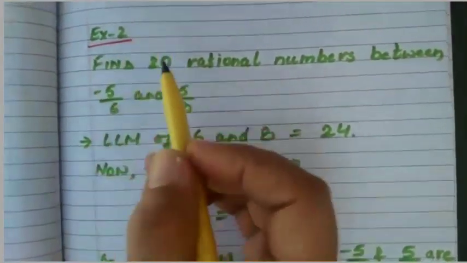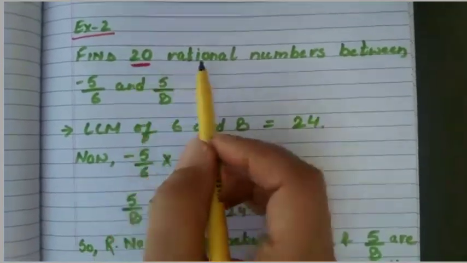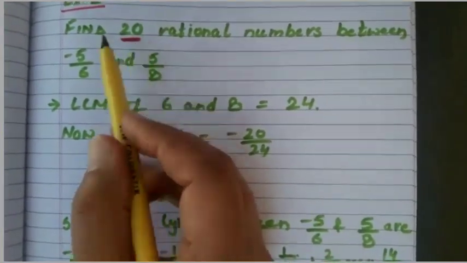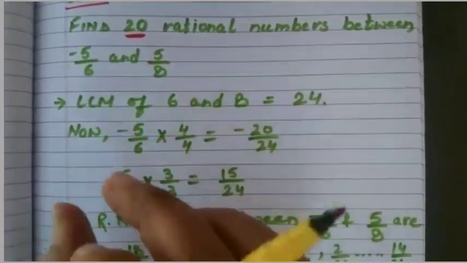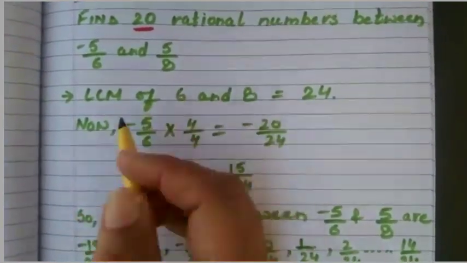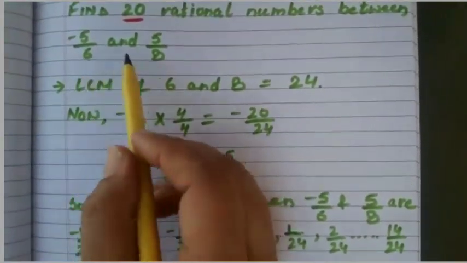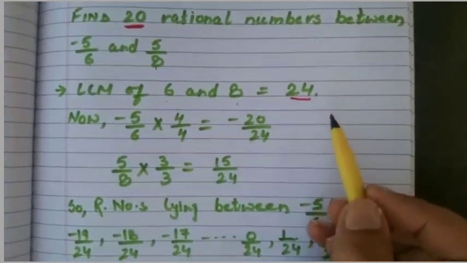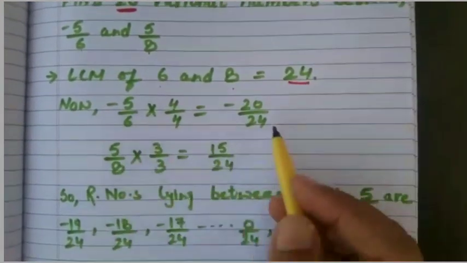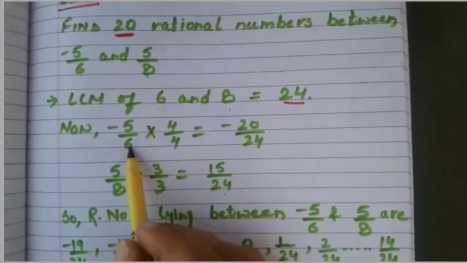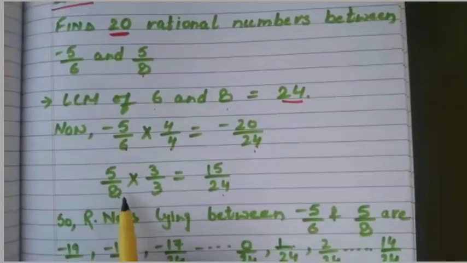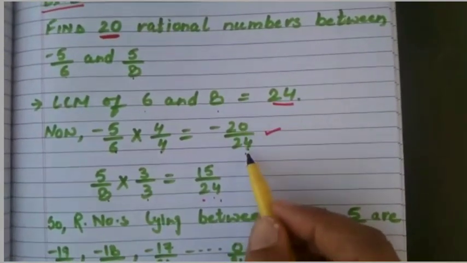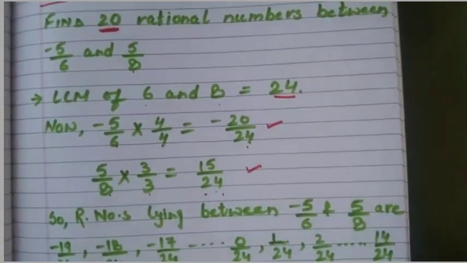So I have taken a second example to find 20 rational numbers between -5/6 and 5/8. So 20 rational numbers you have to find, children. So it's a big number. In this type of question we will be using this second method. First you will convert these to the same denominator, that is, the LCM of 6 and 8 is 24. Then you will convert these fractions to the equal denominator which is 24. 6 multiplied by 4 gives you 24. Here 8 multiplied by 3 will give you 24. So we have two rational numbers with us, -20/24 and 15/24.